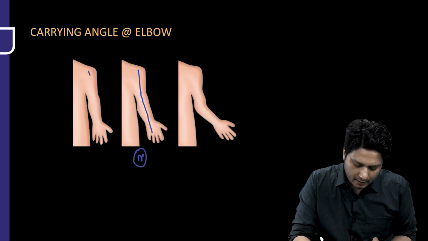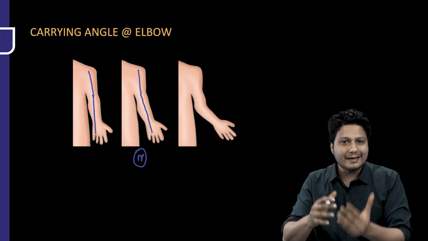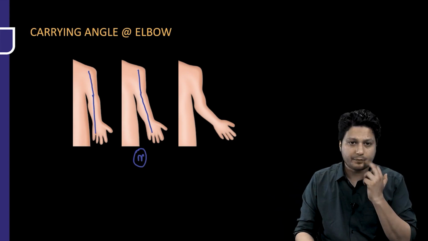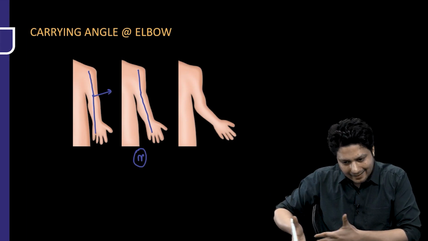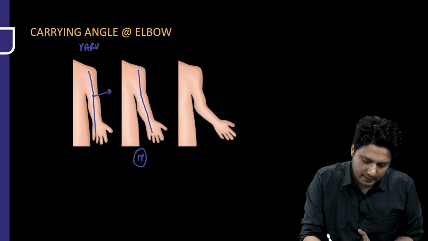If you look here, this is the long axis of the arm and this is the long axis of the forearm, and the apex this deformity is creating is pointing away from the body. That means the forearm is inclined towards the human body. So it is considered to be the varus angulation.